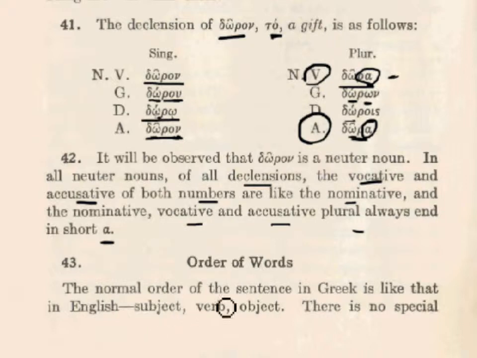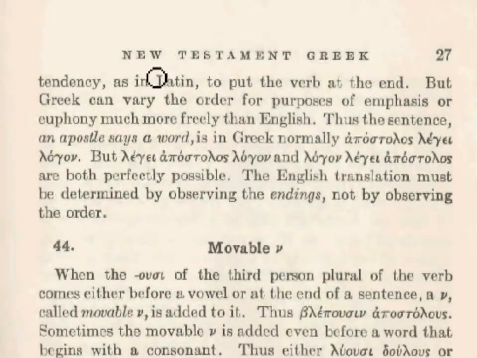Notice at paragraph 43, he talks about order of words. He says the normal order of the sentence in Greek is like that of English, starting with a subject, a verb, and an object. He continues that there may be a tendency, as in Latin, to put the verb at the end, but the point is the Greek can vary the order for purposes of emphasis in a manner that is much more fluid than you would find in English. The way that you make sense out of the sentence, therefore, is by keeping an eye on the endings, because the endings tell you the grammatical setting of the word that is being used.